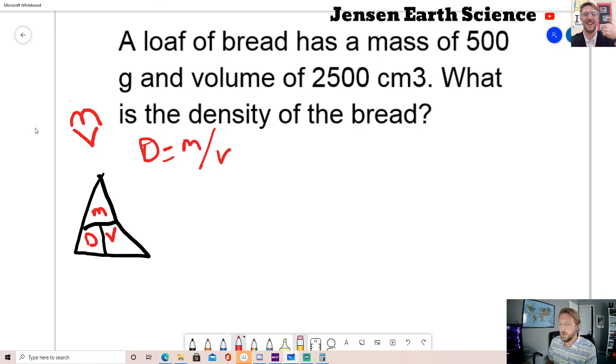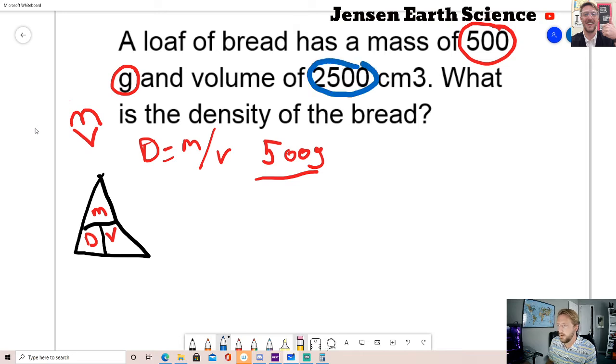If I substitute my mass, I'll circle in red, and I know that this is my mass, 500. I know that because mass is taken in grams in the metric system. I can set up my formula to be 500 grams over my volume, which is 2,500. I know this because centimeters cubed measures volume in the metric system, so I can do 2,500 centimeters cubed.